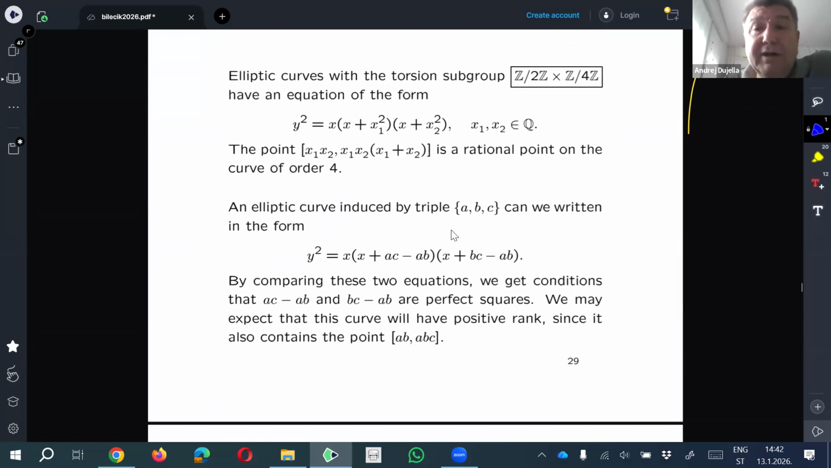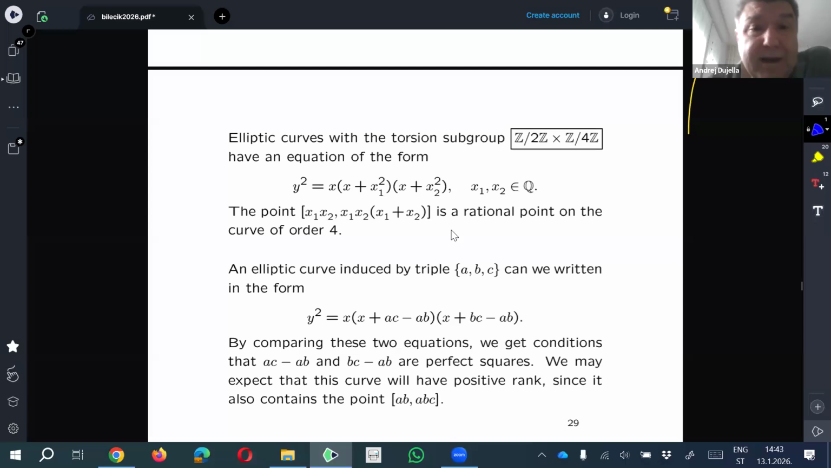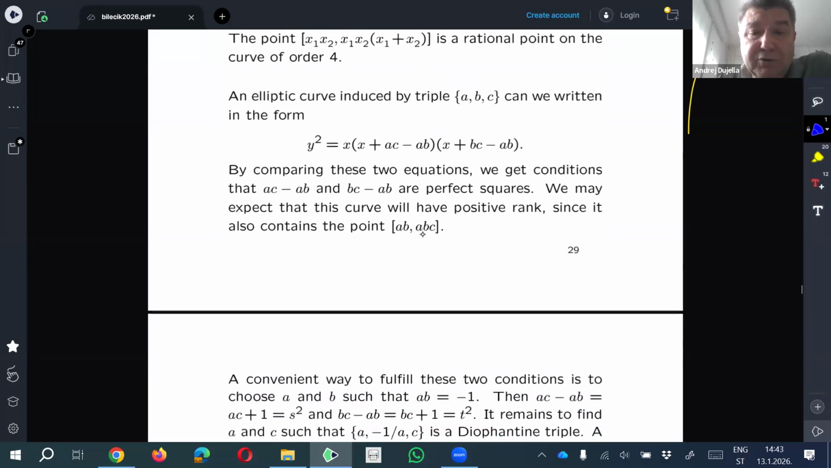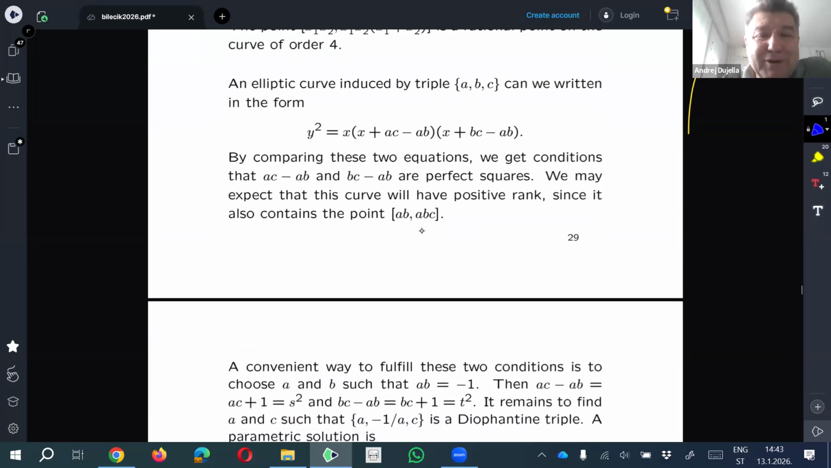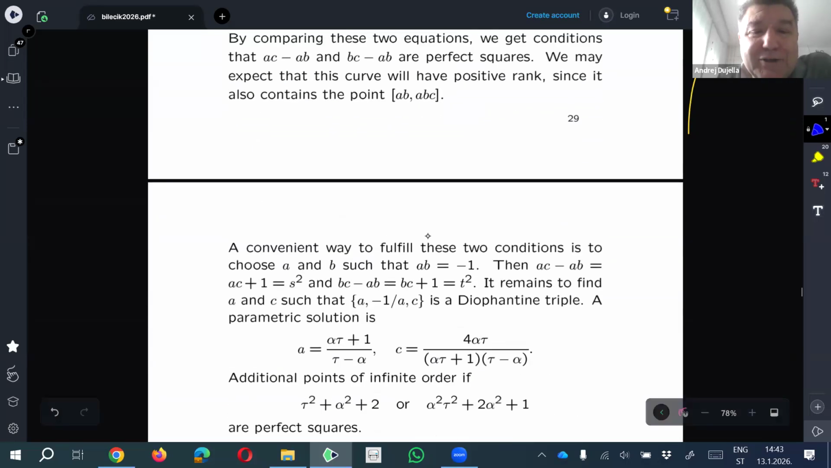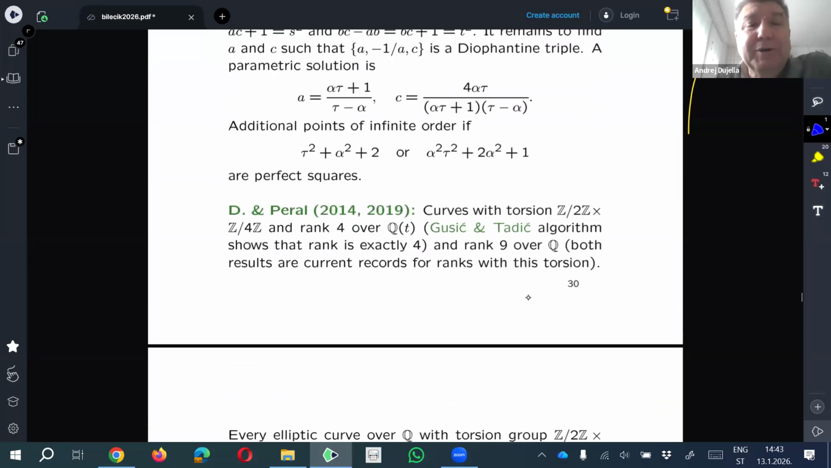But in one category, we were able to break all records at that time, namely for curves with torsion group Z2 times Z4. Perhaps I should be a little faster to give time for questions and open problems. So I will give only the conclusion.